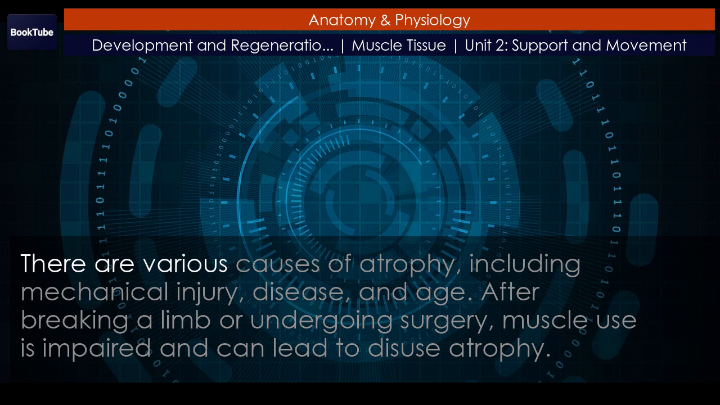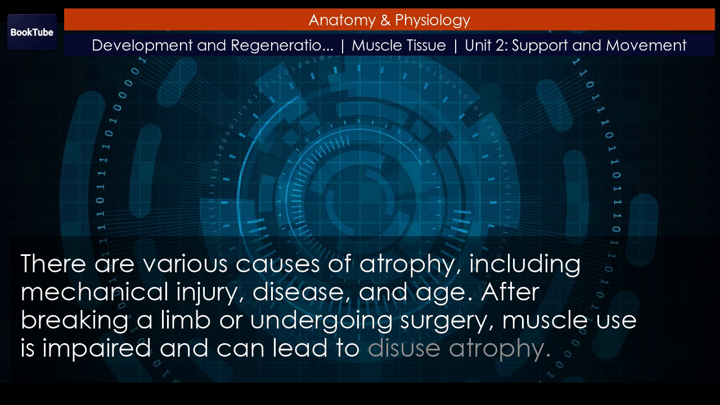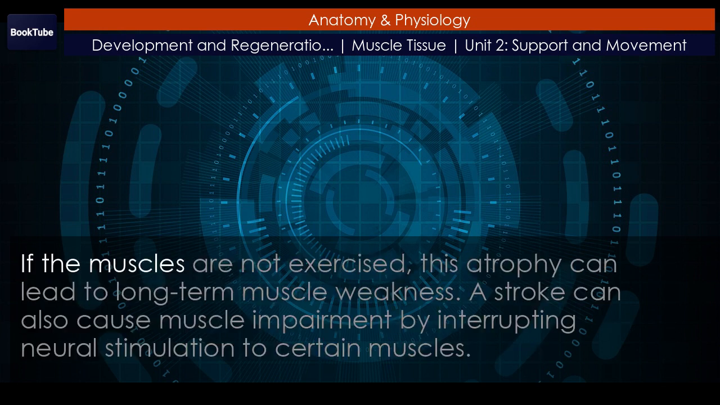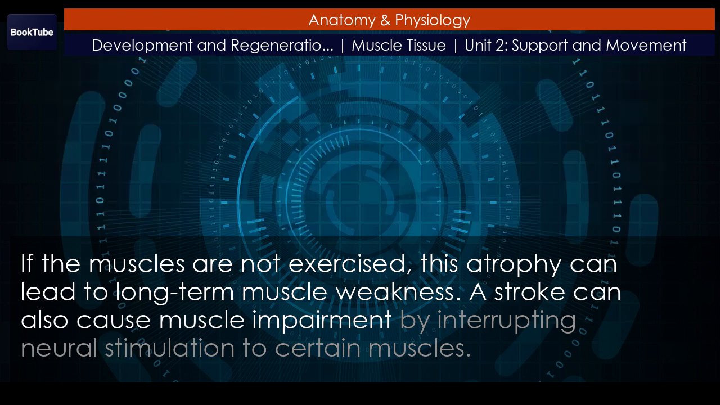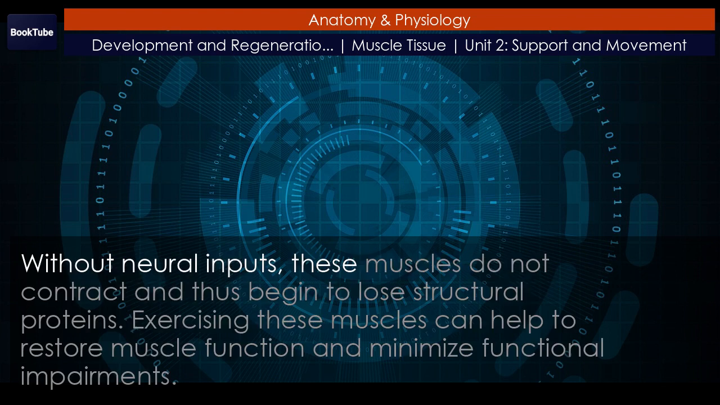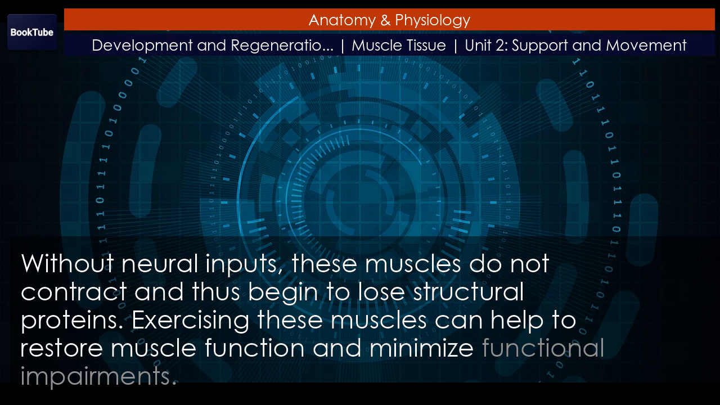There are various causes of atrophy, including mechanical injury, disease, and age. After breaking a limb or undergoing surgery, muscle use is impaired and can lead to disuse atrophy. If the muscles are not exercised, this atrophy can lead to long-term muscle weakness. A stroke can also cause muscle impairment by interrupting neural stimulation to certain muscles. Without neural inputs, these muscles do not contract and thus begin to lose structural proteins. Exercising these muscles can help to restore muscle function and minimize functional impairments.